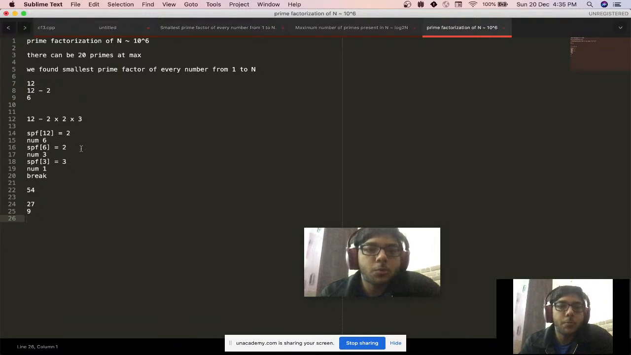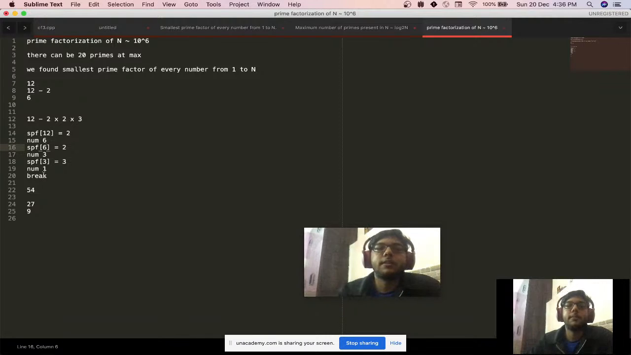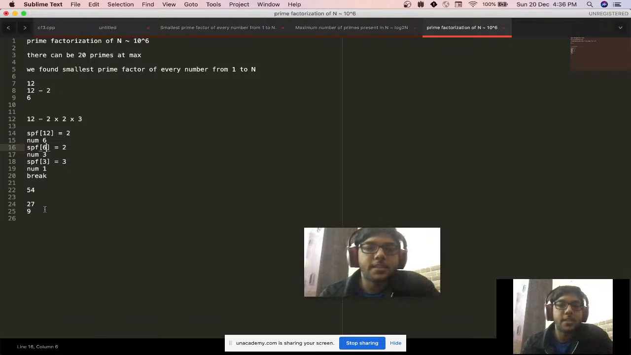And why are we able to do so? Because we have populated the smallest prime divisors of every number. For the case of 12, it's not like I have only populated it for 12. I have populated it for 6 already, and 3 already. That is the pre-computation I am talking about. We have already done the pre-computation, so that is why we can easily do this.